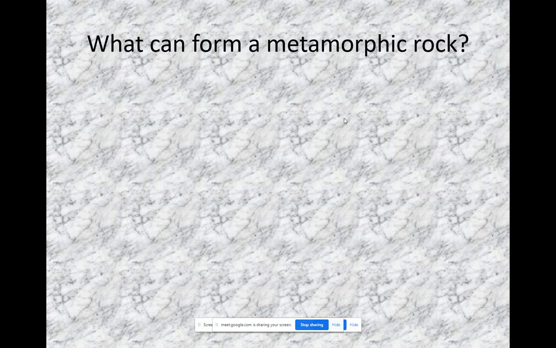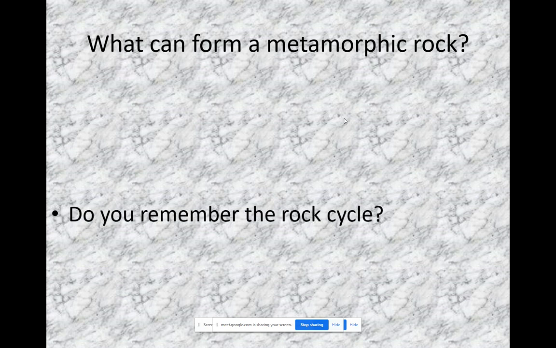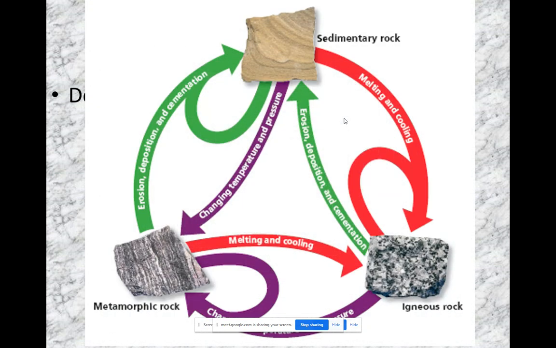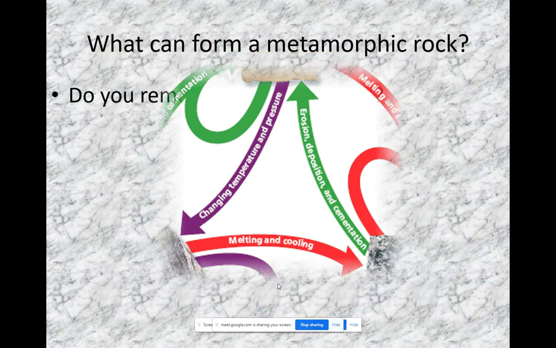Now, what can form a metamorphic rock? Do you remember the rock cycle? Anytime we see this purple where we have temperature and pressure, sedimentary can go to metamorphic. Temperature and pressure, igneous can go to metamorphic. Metamorphic, temperature and pressure can go back to metamorphic. Anytime we have heat and pressure, we're going to go to metamorphic rock. All right, very good.